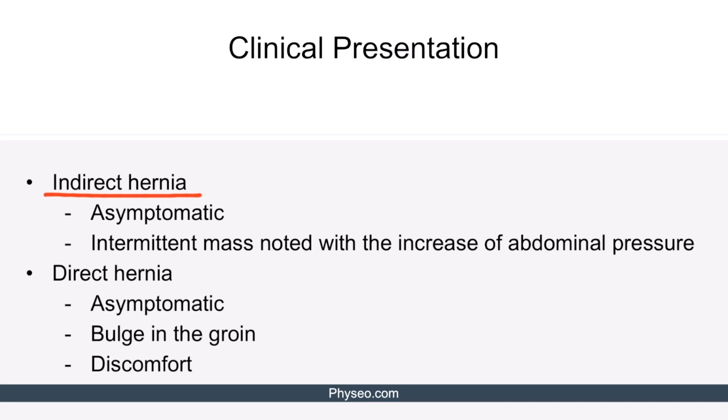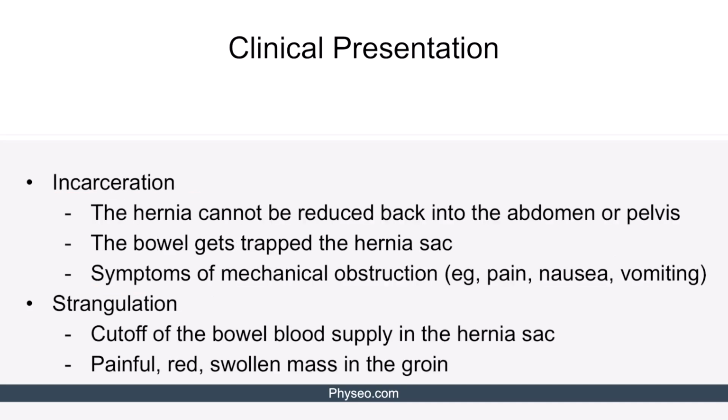Now let's continue with the clinical presentation of direct hernia. It can be asymptomatic as well, or it can present as a bulge in the groin. Due to this bulge, the patient can feel some discomfort. Here we're going to talk about the clinical presentation of the complications of direct and indirect hernias.